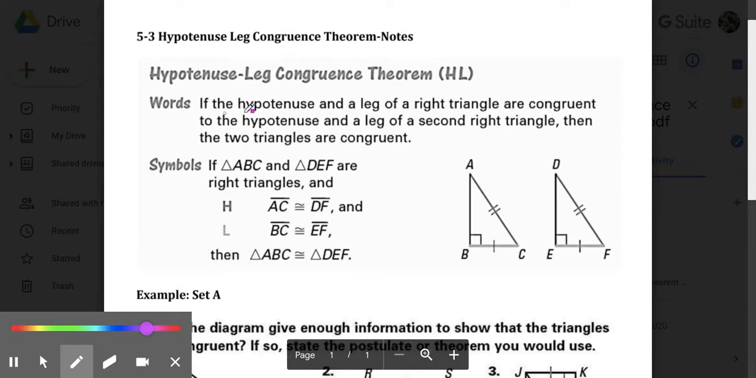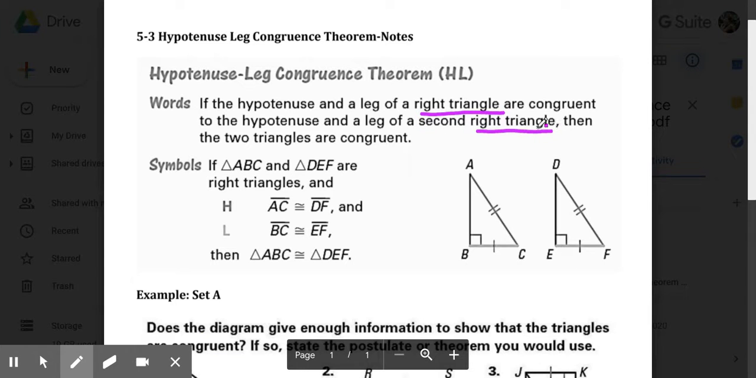So if you read the theorem, it says if the hypotenuse and a leg of a right triangle are congruent to the hypotenuse and a leg of a second right triangle, then the two triangles are congruent. So this can only be used with right triangles. It cannot be used with acute or obtuse. It must be a right triangle.